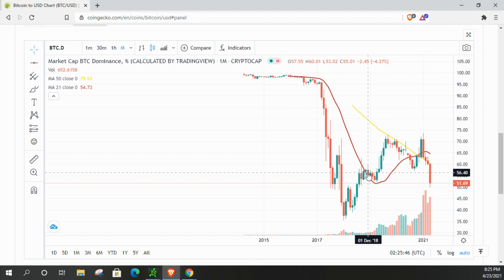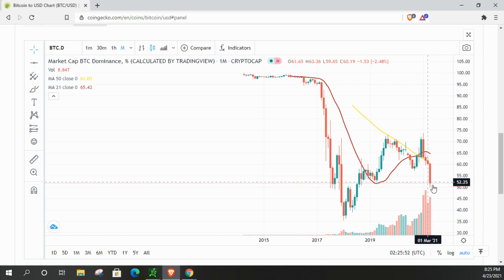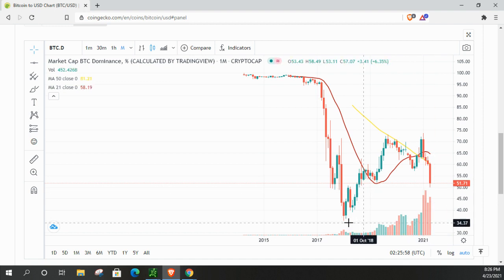So it's going to be interesting to see over the next month and then over the next few days, if Bitcoin is going to base right here at that 51%, 52% mark, or is it going to continue to leak and go back down towards the lows in 2018 where it was at 35%.